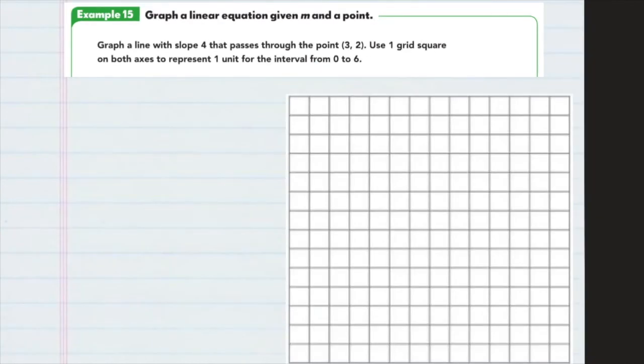And my final example is we're asked to graph a line with a slope of 4 that passes through the point 3, 2. And we're told to use 1 grid square on both axes to represent 1 unit for the interval from 0 to 6. So that just means that for all of these axes, we're going from 0 to 6.